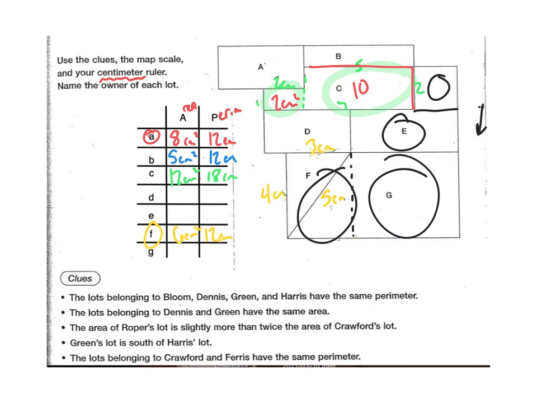Interesting. Crawford and Ferris's lots have the same perimeter. Bloom, Dennis, Green, and Harris's lots all have the same perimeter. That would have been the 12 one right here. That would have told us who Harris was. And then within that, Dennis and Green would have had the same area. I would have figured out which ones were those two.